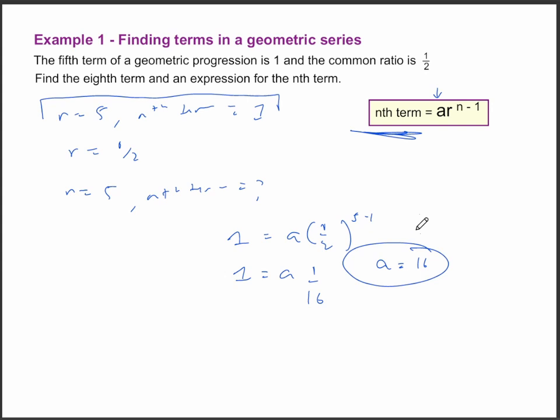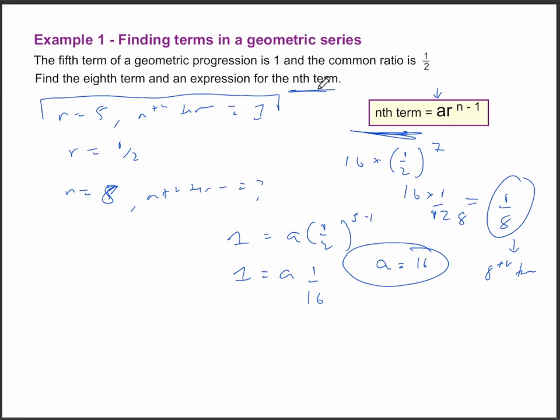Then with that A equals 16, we can find the 8th term, n equals 8. So we will get 16 times a half power 7, because 8 minus 1. And here we will get 16 times 1 over 128. And here we will get 1 over 8 as our answer for our 8th term. This is going to be our 8th term right here.